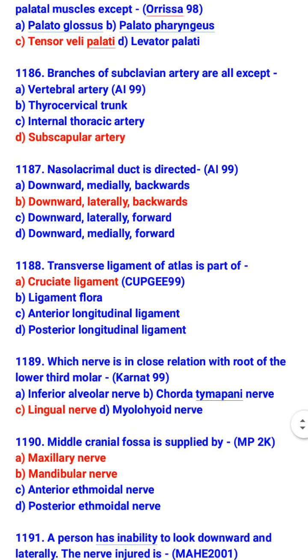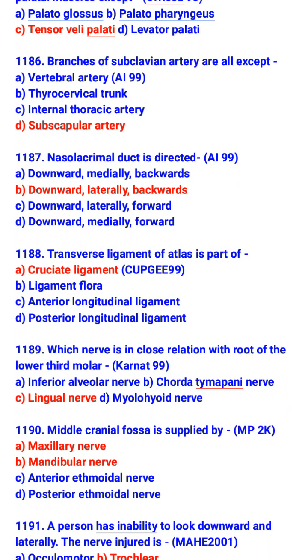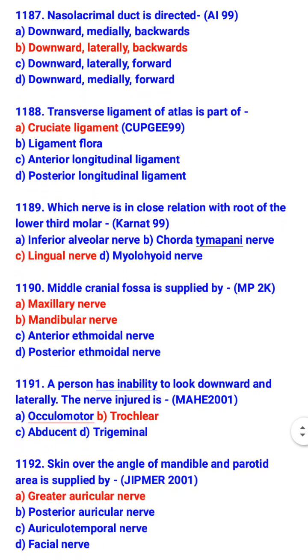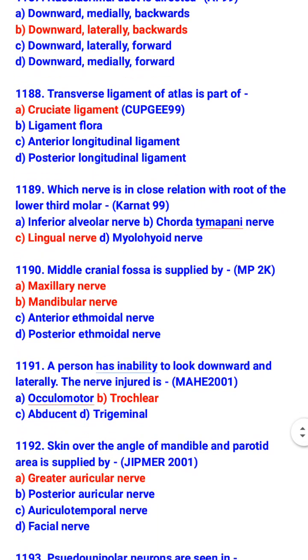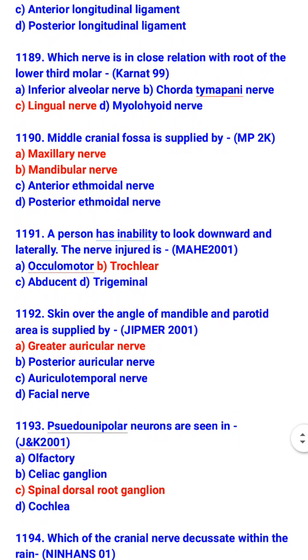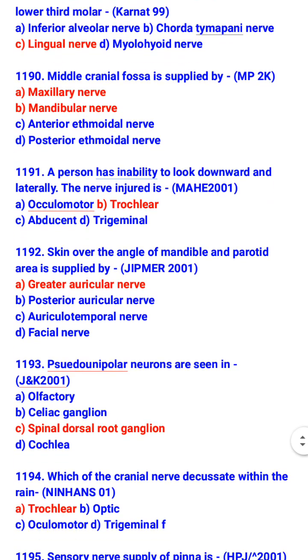Transverse ligament of atlas is a part of cruciate ligament. Which nerve is in close relation with root of the lower third molar? Lingual nerve. Middle cranial fossa is supplied by maxillary nerve and mandibular nerve. A person has inability to look downward and laterally. The nerve injured is trochlear. Skin over the angle of mandible and parotid area is supplied by greater auricular nerve.